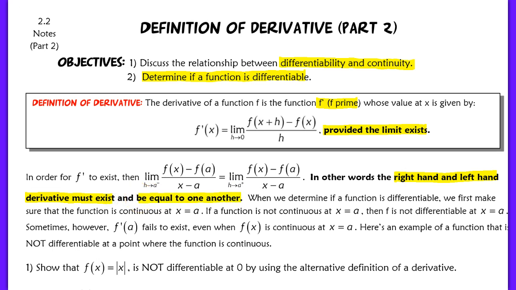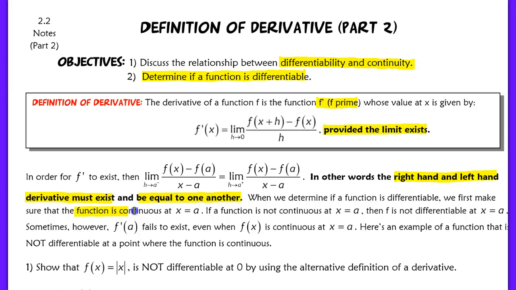Today's lesson is all about trying to decide if a function is going to be differentiable at some value of x. What we have to do first is to make sure that our function f of x is continuous at that value that we're looking at. In other words, if x is equal to a, we have to make sure that our function f of x is continuous at a before we decide if it's differentiable.